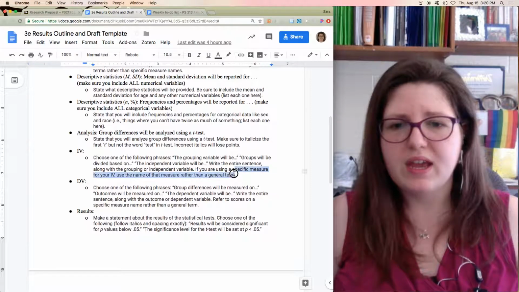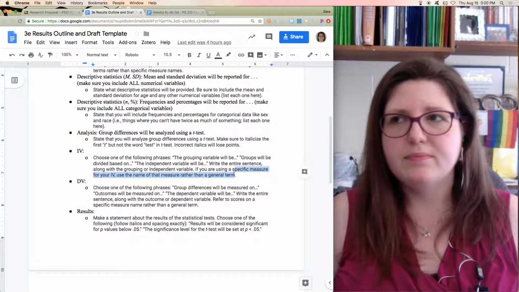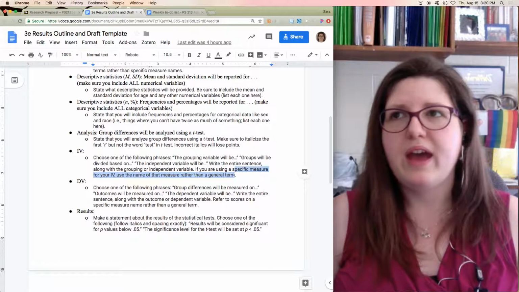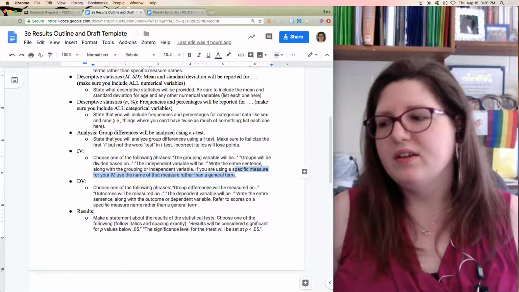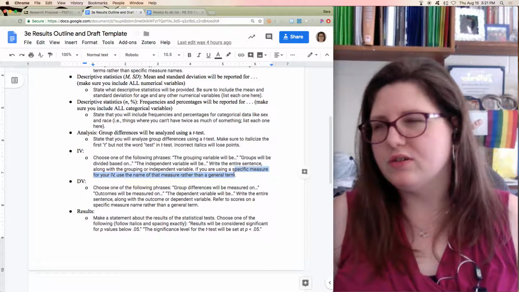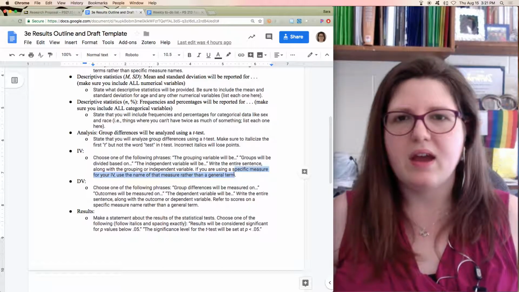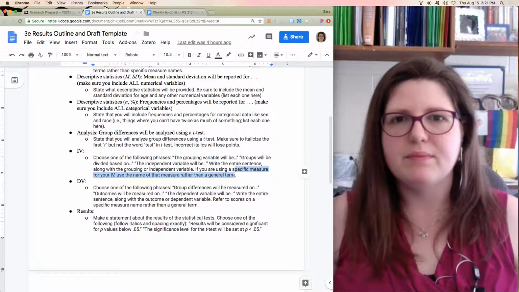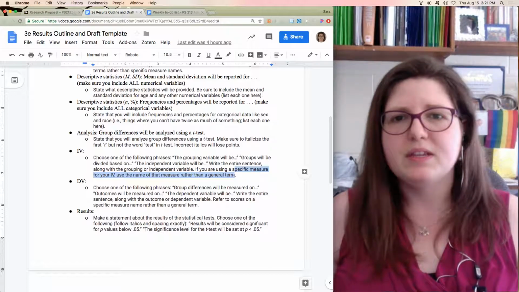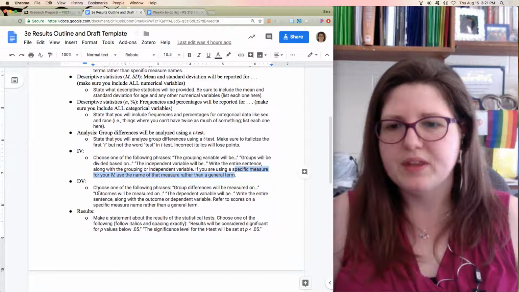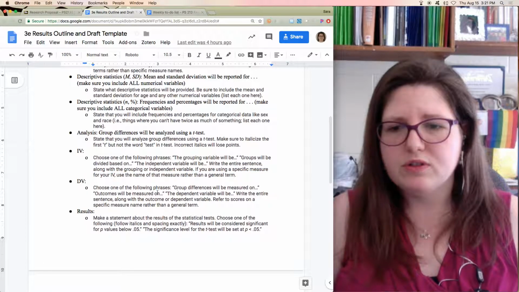Occasionally you might use a measure here. So you might say people who had high scores on this depression measure versus low scores, but that's going to be rare for this class. For the most part, I'm just having you divide groups based on some pre-existing factor or randomly assigning them to different conditions. Your dependent variable, you have a few choices for how to word it.